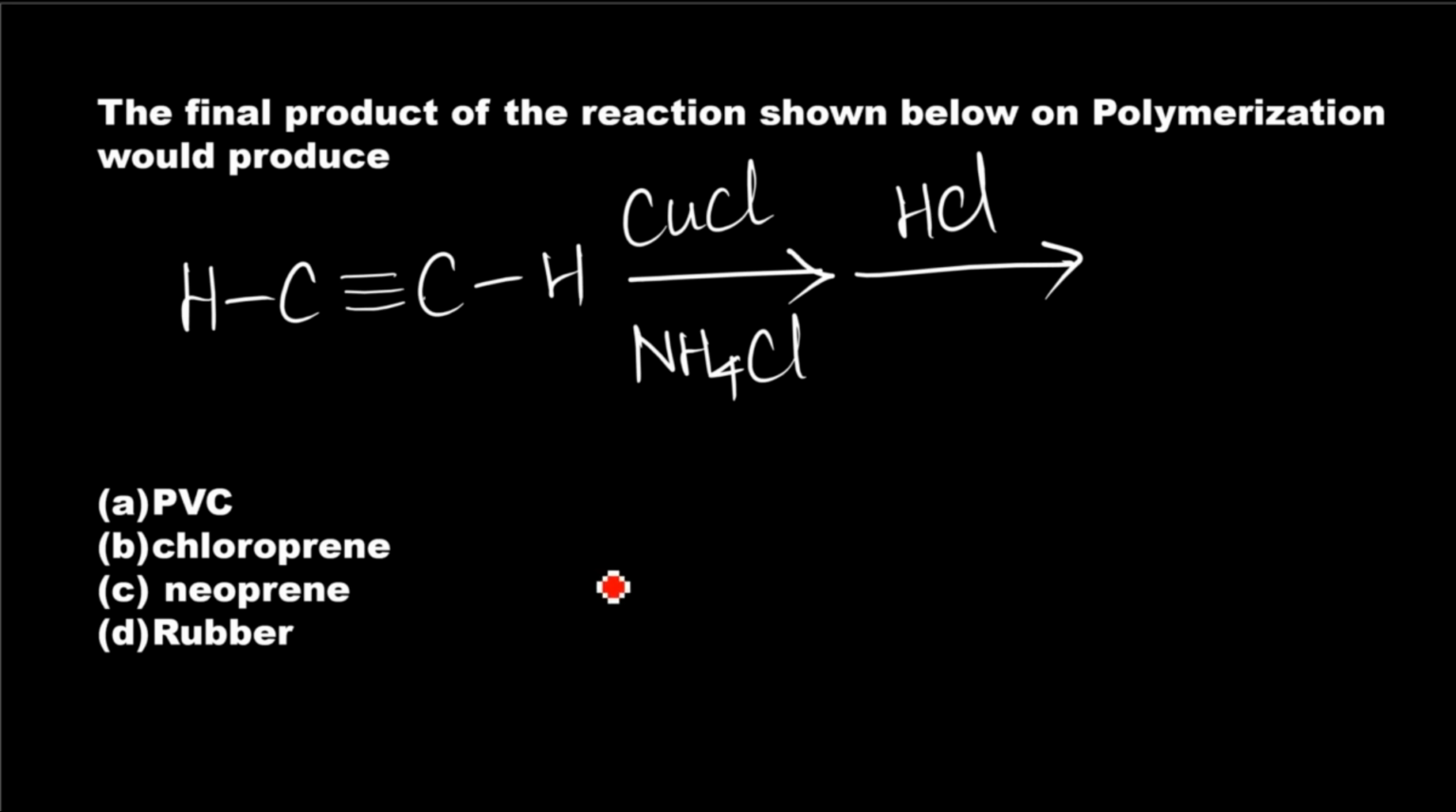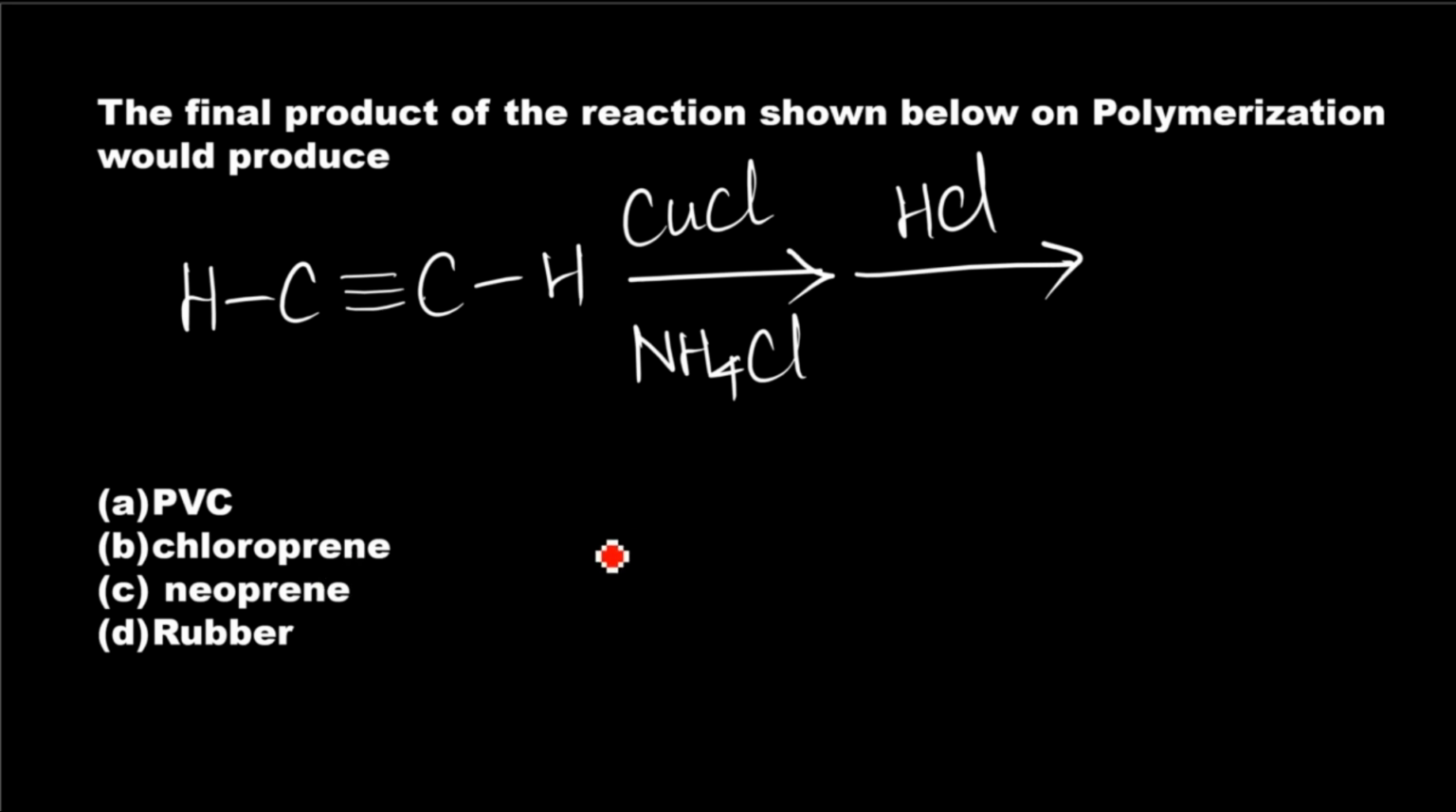Here we have: the final product of the reaction shown below, on polymerization, would produce which one? Once we find the final product, it will undergo polymerization to produce PVC, chlorofluorine, neoprene or rubber? Rubber obviously not, because that does not have any chloro group. Either polyvinyl chloride, chloroprene or neoprene. Chloroprene is one of those monomers, right? So either option A or C would be our answer.